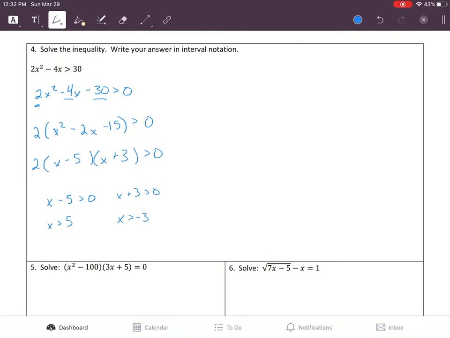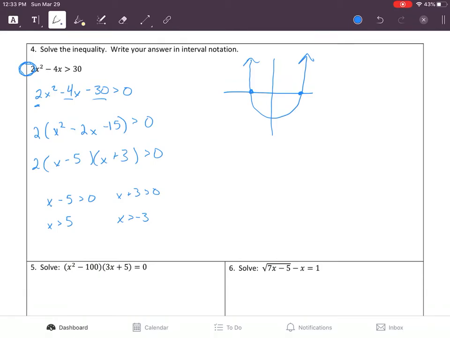Now, because we want to solve the inequality and write the answer in interval notation, my best suggestion is to graph this. So I'll make a quick coordinate plane. Some quick notes on graphing: we have the x-intercepts. They're going to be at 5 and negative 3. Since this equation has a positive in front of the x squared term, it's positive 2, that means the graph's going to go up.